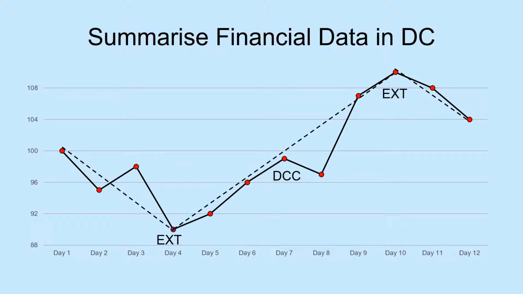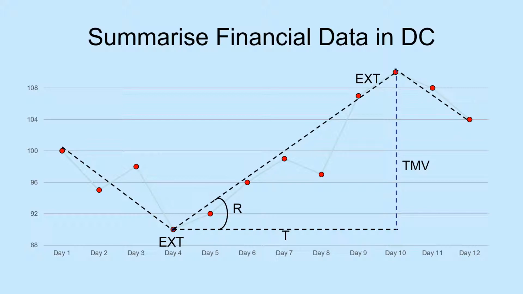With the observed financial data, we summarize the transaction prices with trends in DC. For each trend, we can measure the DC indicator, TMV and T. Then we can compute the return R of each trend.